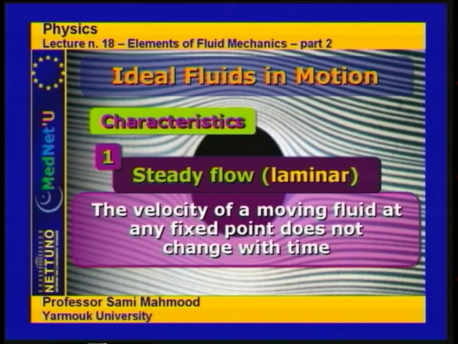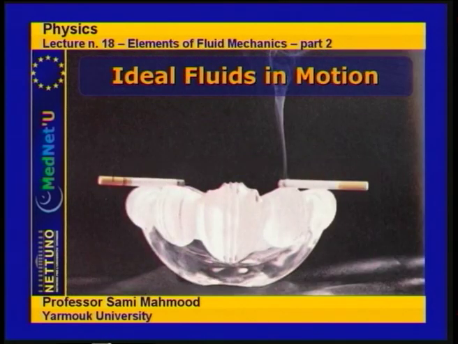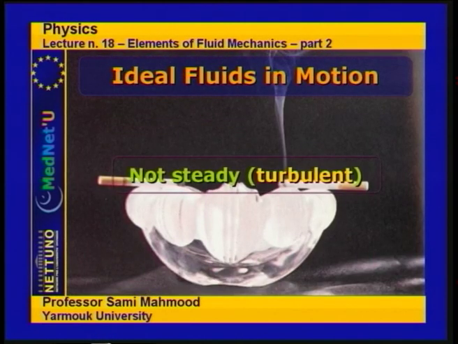The background of this slide shows the streamlines of steady flow, and the background of this slide shows a picture of the smoke of a cigarette, where in the beginning the flow starts as steady flow, and then after a while it becomes a turbulent flow, non-steady flow.